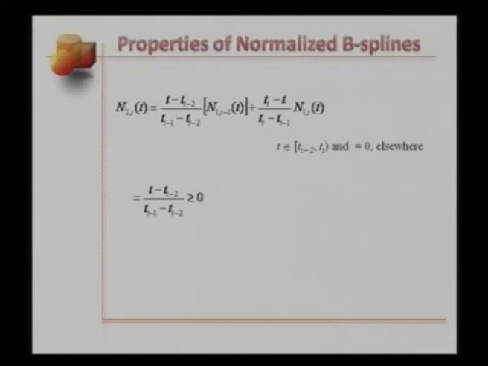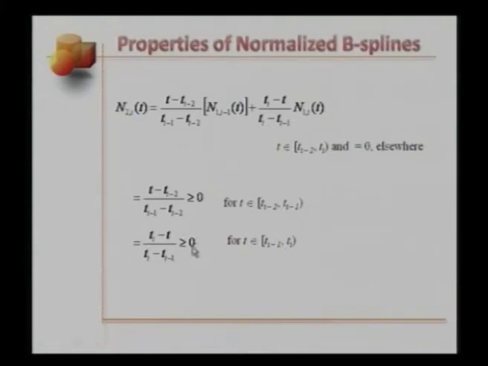Why? Because I've already mentioned before that these knots are arranged in ascending order. So t_{i-1} is greater than t_{i-2}, and values of t lie between t_{i-2} and t_i. So the numerator is going to be greater than 0, and the denominator as well will be greater than 0. Again, if we look at this factor here, (t_i - t) over (t_i - t_{i-1}) will be greater or equal to 0 again. Why is that? t is smaller than t_i, maybe t can also be equal to t_i, and t_i, of course, is greater than t_{i-1}. So this would make this factor equal to or greater than 0 for values of t belonging to the interval [t_{i-1}, t_i).